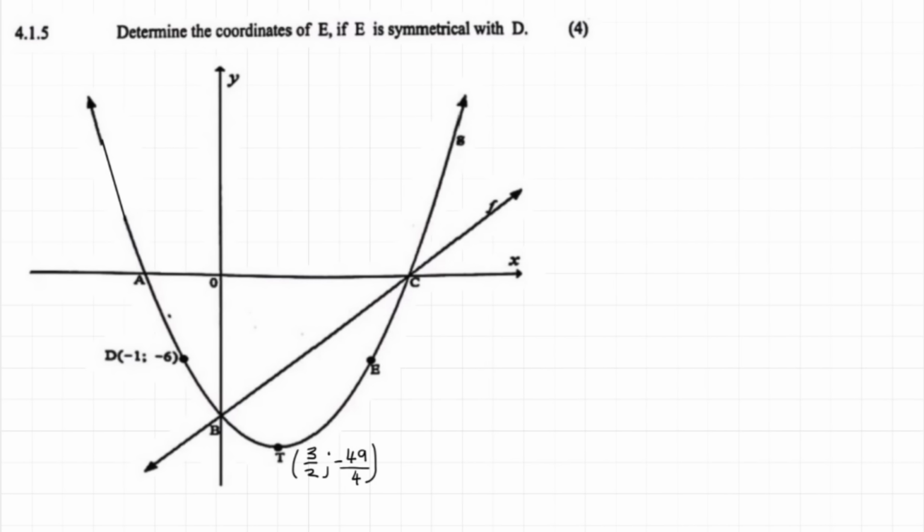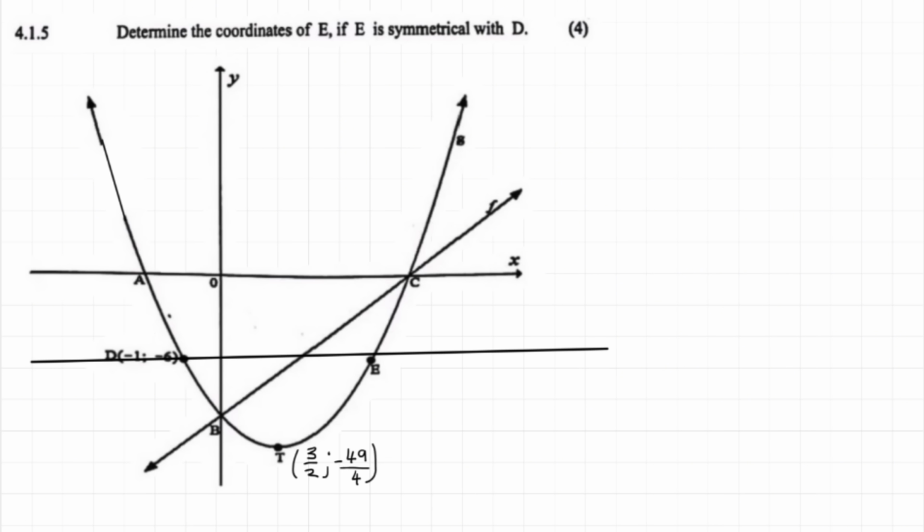Let's move on to the next. 4.1.5, they say determine the coordinates of E if E is symmetrical to D. So what do they mean by symmetrical? They mean, okay, let me just show it like this. They are on the same line like this. In other words, they share a common line that is there. They're symmetrical to each other.